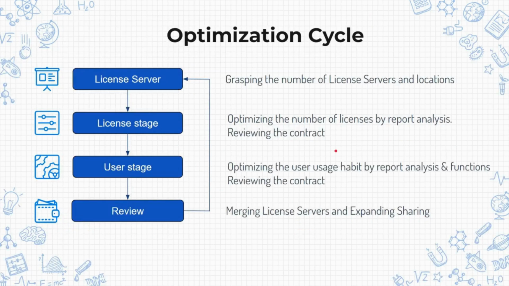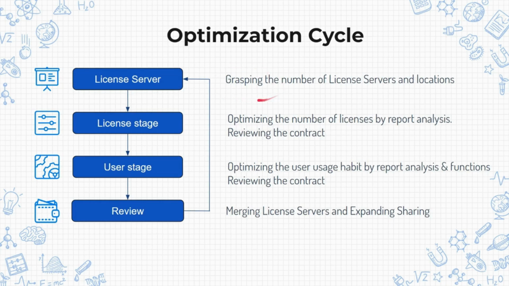Next is the main topic for today, the software optimization cycle. So first of all, you have to understand your organization's deployment of license servers. You have to grasp the number of license servers and locations. Your company could be a global company which has different license servers in different regions, countries, but it could also be a domestic company which has different departments using different license servers.